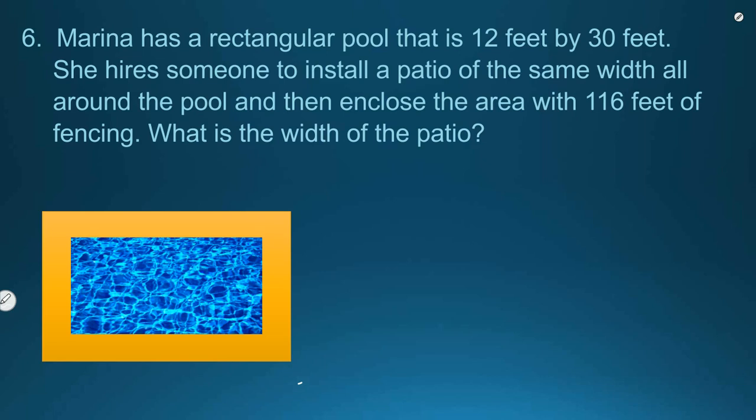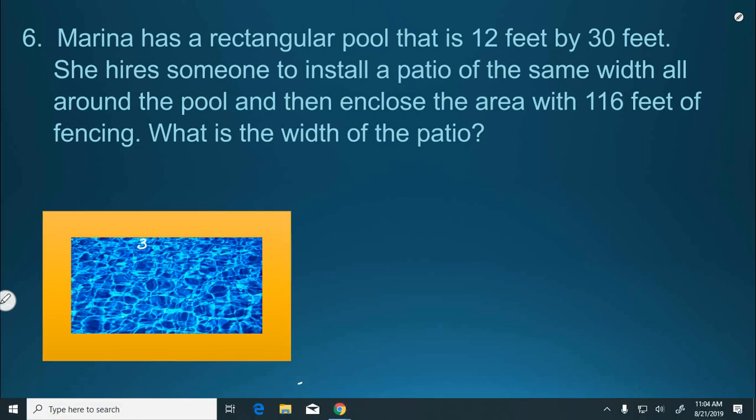All right, so I have a picture here. It's a rectangle inside a larger rectangle. The pool being enclosed by or surrounded by a patio and then enclosed by a fence. So we're really finding the perimeter here. The fencing is the perimeter. What we know here is that the pool is 12 by 30. So I'm going to label some information here. This pool is 30 feet by 12 feet.